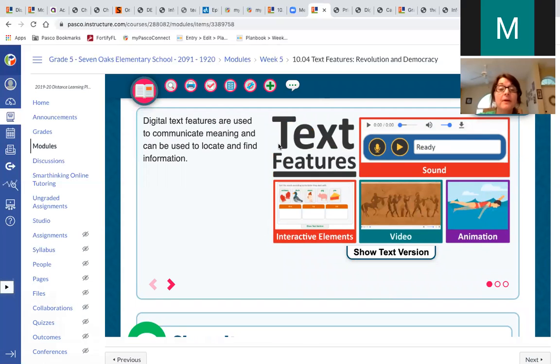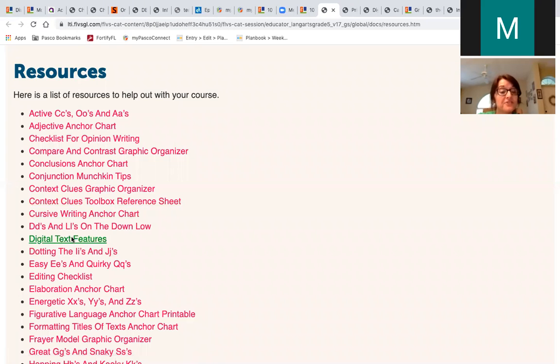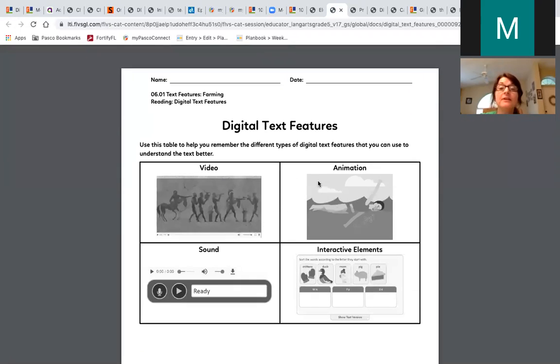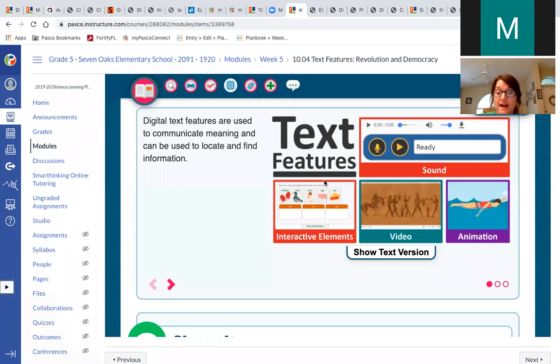And then I'm going to go back to the show image. Then there was something else I wanted to show you guys up here. You see this little drawer? This is your resources. If you click on that, right here, digital text features. The resources allows you to go in and find all different resources that they're using throughout this week's modules in ELA. So they've got some examples here. So this is another worksheet here that can help give you an idea. So there's video, there's animation, sound, interactive elements. So if you guys want, you can go into your resources and be able to click on that as well. All right. So I just wanted to show you where that was at.